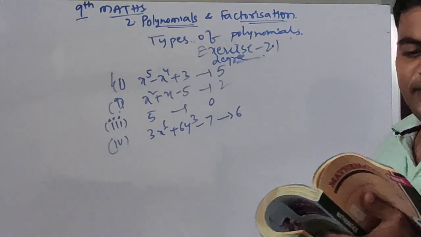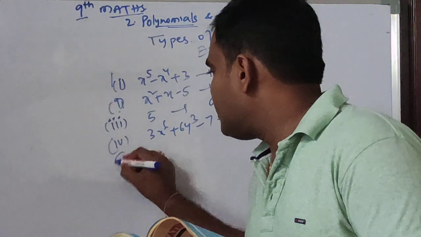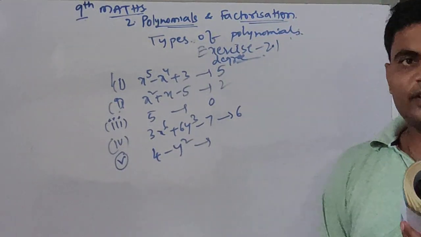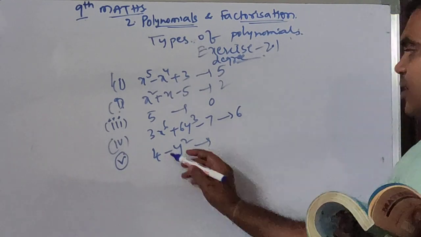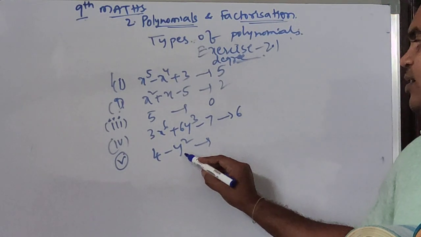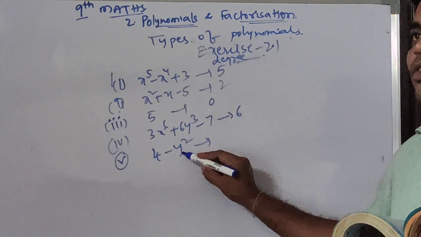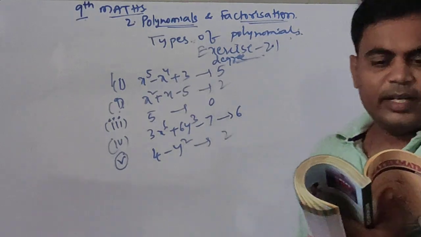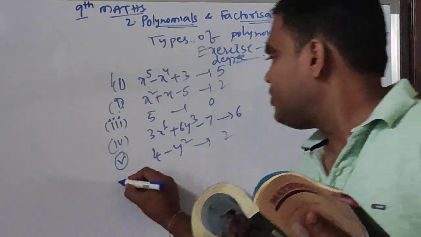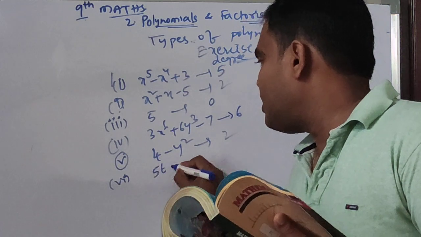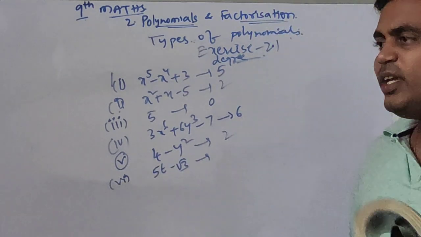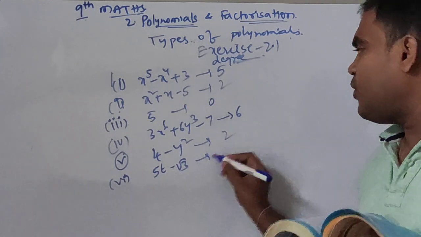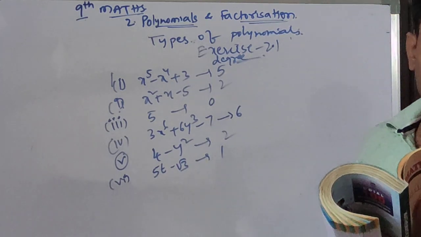Next, 4 minus y square. If we are taking 4 minus y square, in this one is constant, this is variable y, this term containing variable y. So the power is 2. So degree is equal to 2. Next, 5t minus root 3. So here it is a polynomial in terms of t. So maximum power 1. So degree is equal to 1.